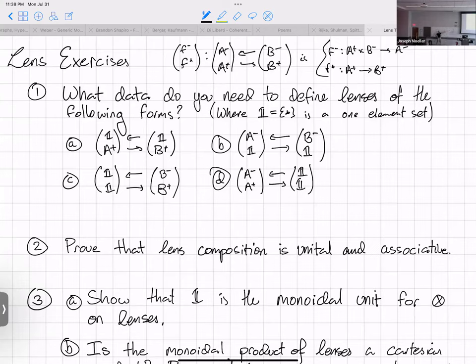So this function always has to return that single dummy element. It has to, for every argument in it. There's no other choice. So the data here is basically just the data of a function A plus to B plus, because F minus must be of a certain form. And that's what I mean by solving this question. In all of these cases, there's less data that suffices to determine the entire structure of the lens. I didn't want to stop everyone in their tracks, but I did want to maybe narrow down what I mean by this problem.